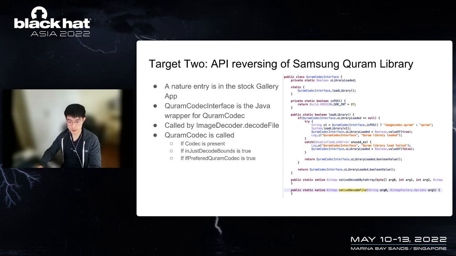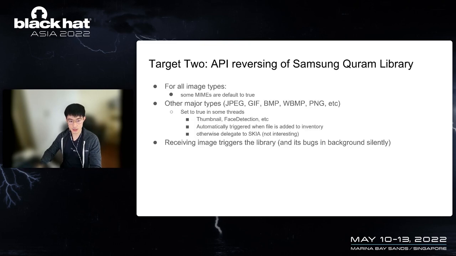So when will these flags be true so that the Qmage codec will be used? The answer is different for different image types. For some proprietary formats, the flags default to true. For other major formats like JPEG, GIF, BMP, and others, it is set to true in some threads, for example, in the thumbnail threads and the face detection threads, and it's automatically triggered when the file is added to the inventory by media scanner.